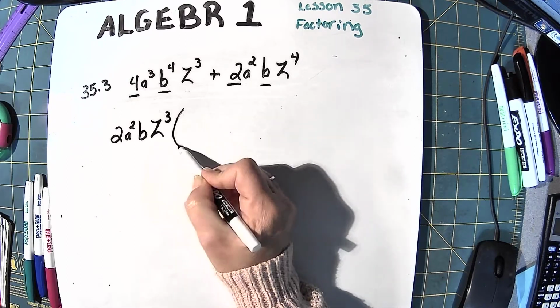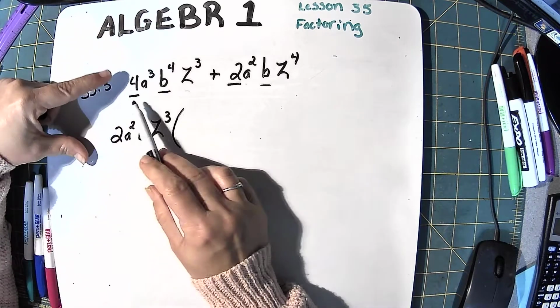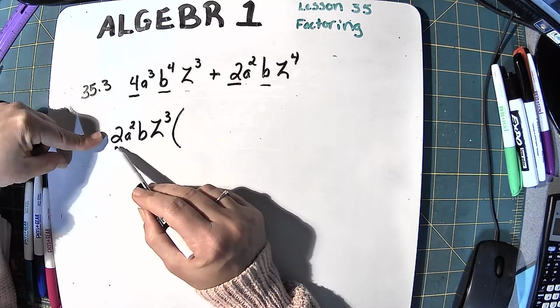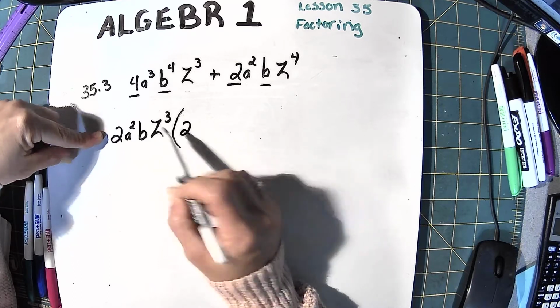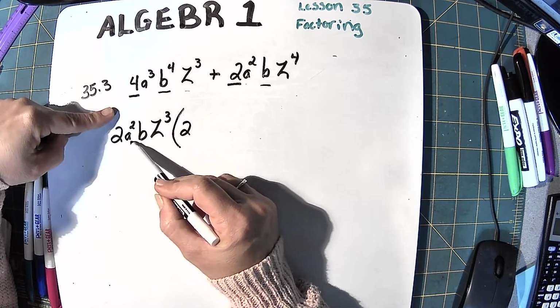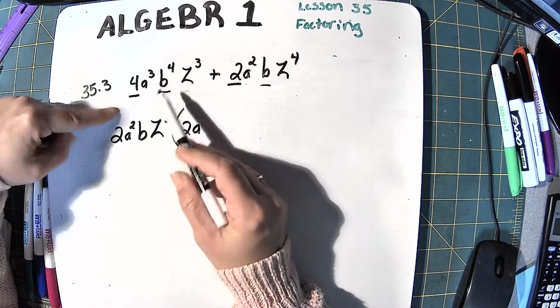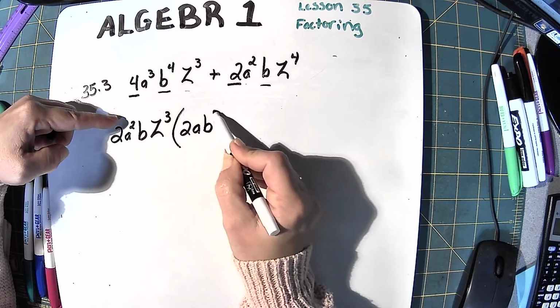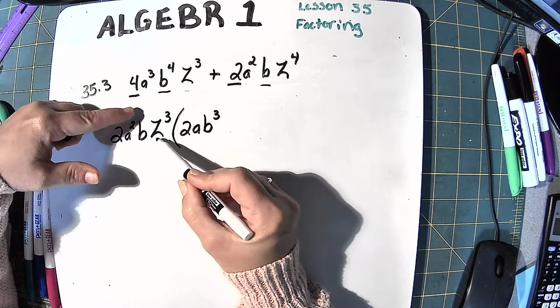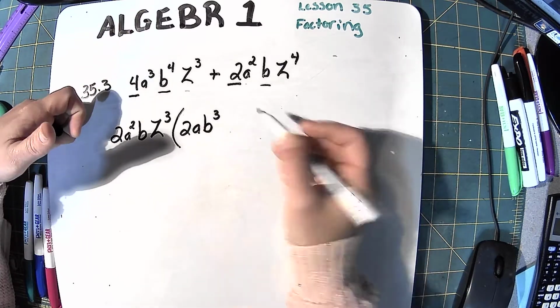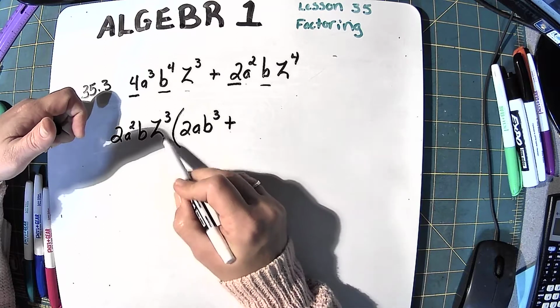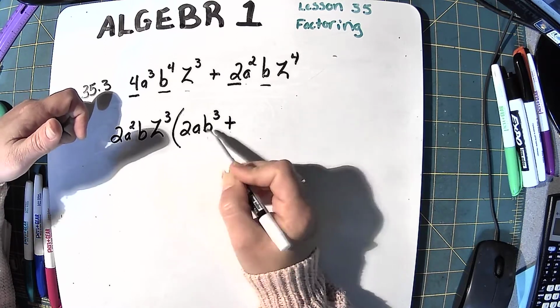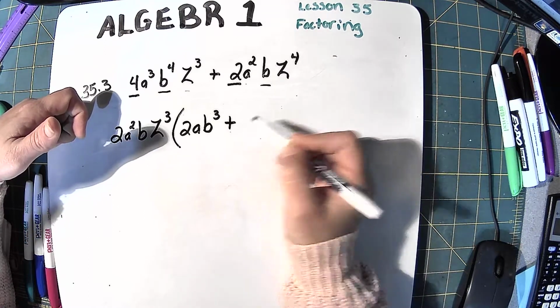Okay, now I've got to see what's left. If I have 4 divided by 2, I'm going to have 2 left. A to the third, I took 2 away, have 1a left. B to the fourth, took 1 away, I'm going to have b to the third. C to the third divided by c to the third, 1. Okay, so we don't have to write anything when it's 1 because it would just mean 1 times 2ab to the third, and that's going to be the same thing.